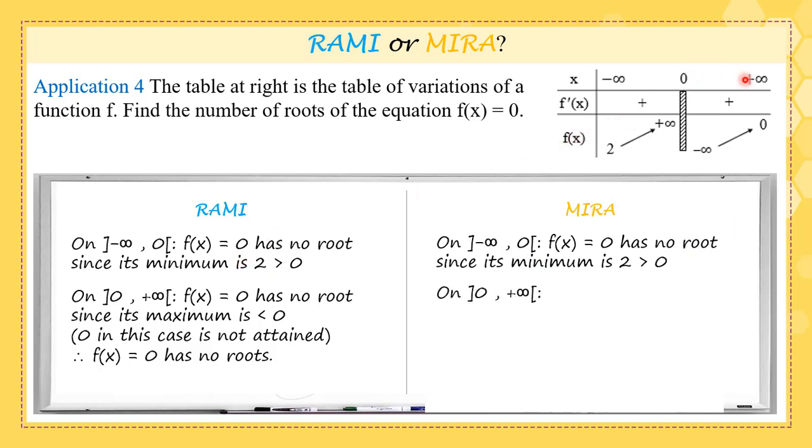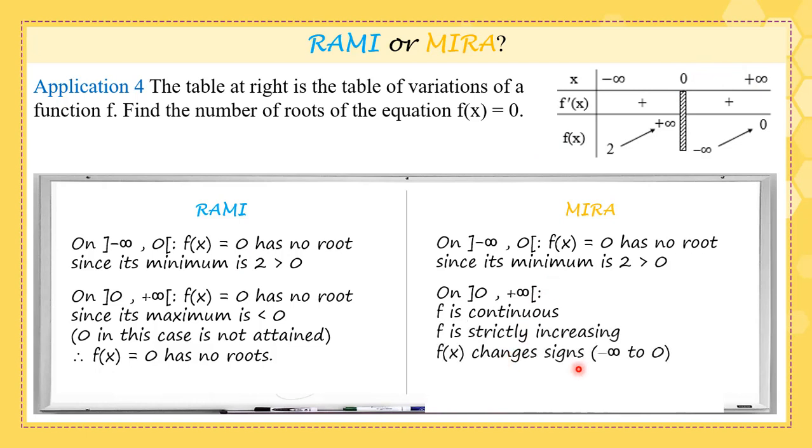Whereas on the interval 0 plus infinity, f is continuous, f is strictly increasing, and f of x changes signs from negative infinity to 0. Therefore, the equation f of x equals 0 has one root. Now, what do you think about these two arguments? Well, I think Mira's argument is not correct because in fact f of x in this case doesn't change signs. Remember, negative infinity is negative, but 0 is not positive. It could be 0 minus, which is negative, or 0 plus, which is positive. And in fact, in this case, it's 0 minus. So I agree with Rami that the equation f of x equals 0 has no roots.